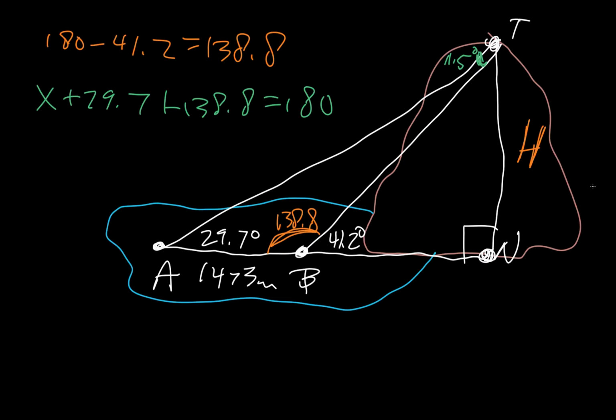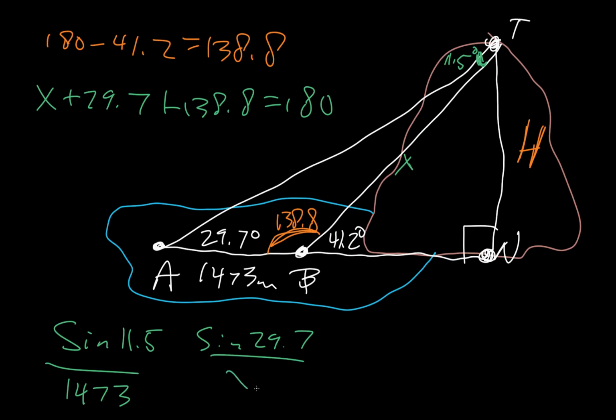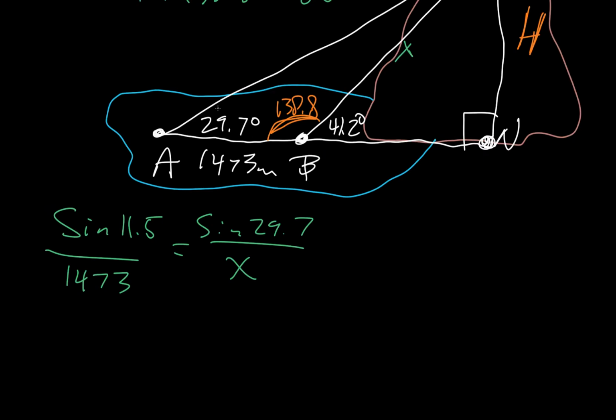So if we can find the length of this, because we have the opposite and then the opposite here. So we're going to use law of sines. Sine of 11.5 and this, remember they have to be opposite, over 1473. And then if I just call this x, we can do sine 29.7 over x. And since I set that up upside down, my first thing I'm going to do is just flip both sides.